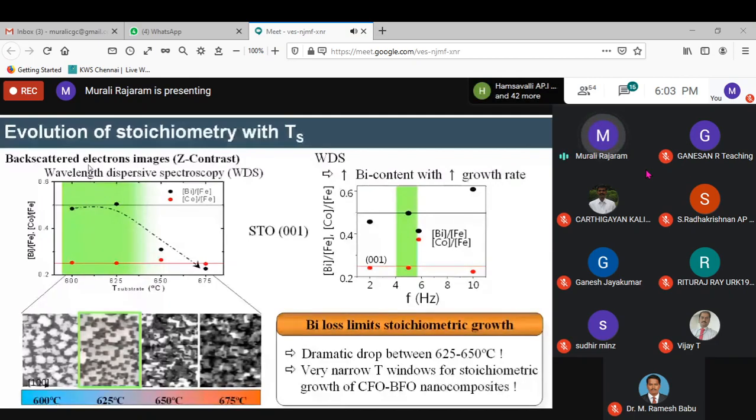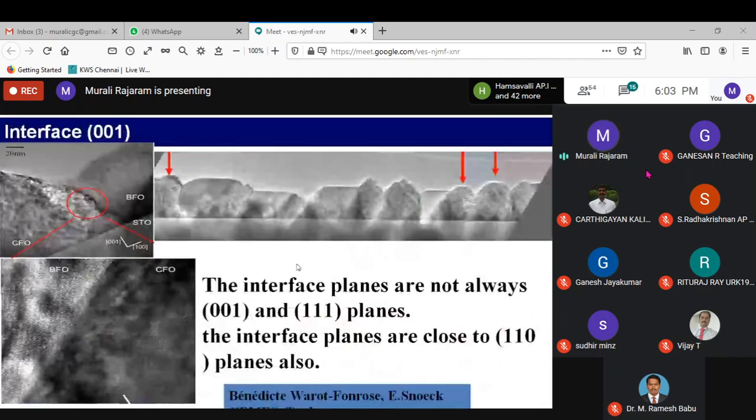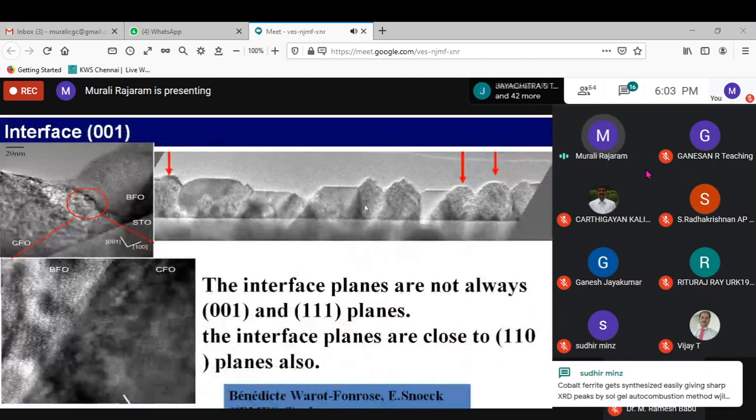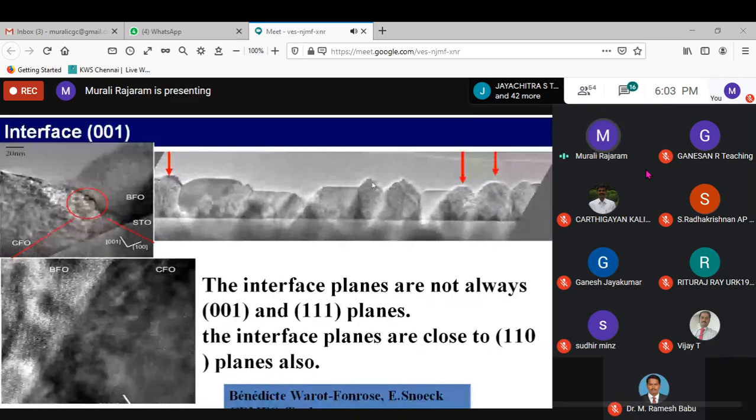Okay, fine. So this is the cross-sectional TEM image. You can clearly see the vertical columns within the bismuth ferrite matrix. Here the important thing is we also found some 111 pin as an interface. This was done by Toulouse Benedict group on our samples, our collaborators.